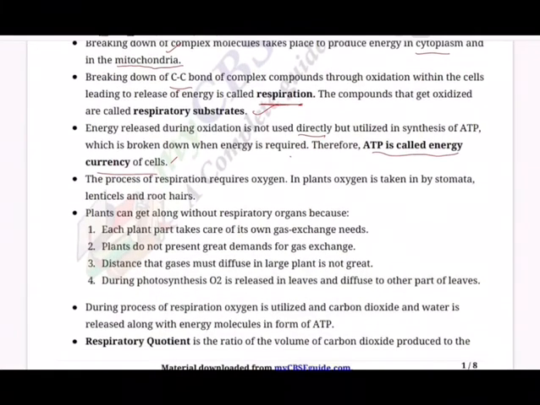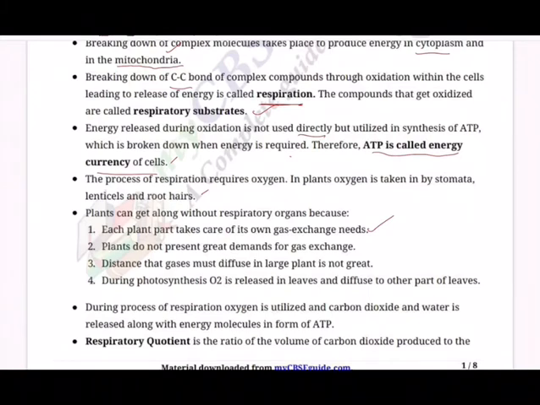The process of respiration requires oxygen. Of course, oxygen is a must. In plants, oxygen is taken in by stomata, lenticels and root hairs. What about in animals? Lungs, and in different organisms we have different respiratory organs. Plants can get along without respiratory organs, whereas human beings have lungs. But in plants, there is no need for specific respiratory organs. What is the reason? There are 4 reasons. Each plant part takes care of its own gas exchange needs.